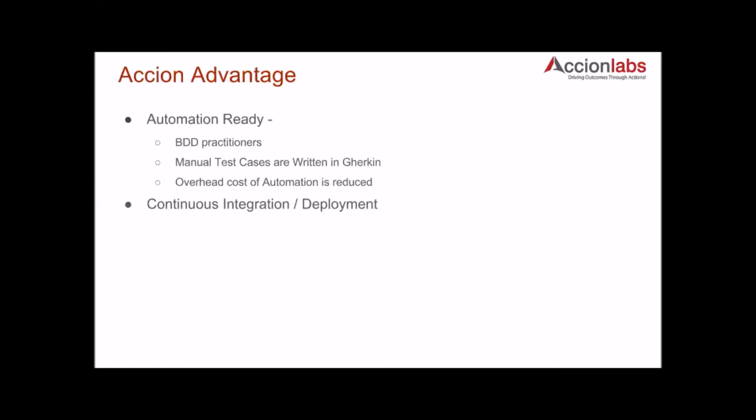Now, for those of you who don't know automation, UI automation, the first step to automation is to write the test cases in Gherkin or in Cucumber. And only then can we write the step definitions and the actual code for automating it. The first step is writing the test cases in Gherkin language.